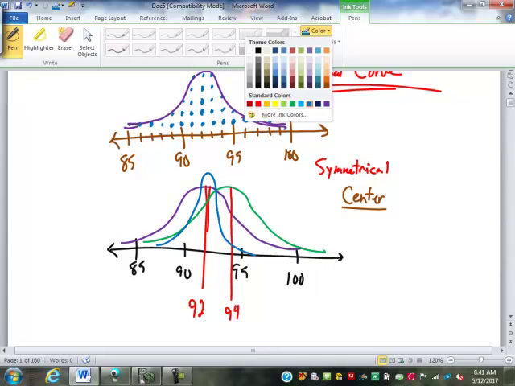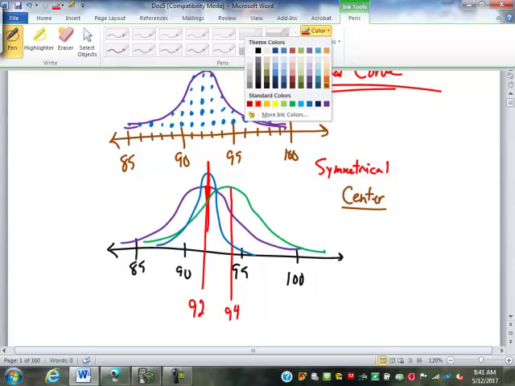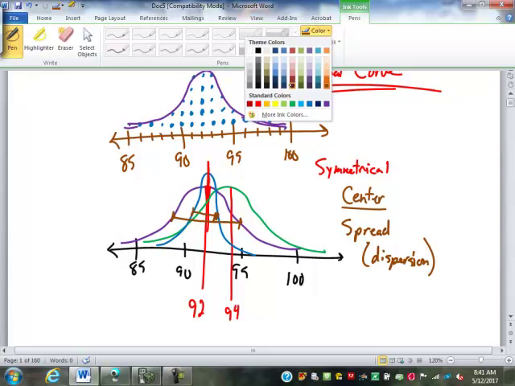This blue curve has the same center as my original purple curve. The difference there is that it is now narrower. The blue curve is only that wide where the purple curve was that wide. The term that's used for this most often is spread. Sometimes the term dispersion is used. How the data is dispersed or spread out around that center. So what we're going to look at is finding numerically ways to describe the center and the spread of these distributions.